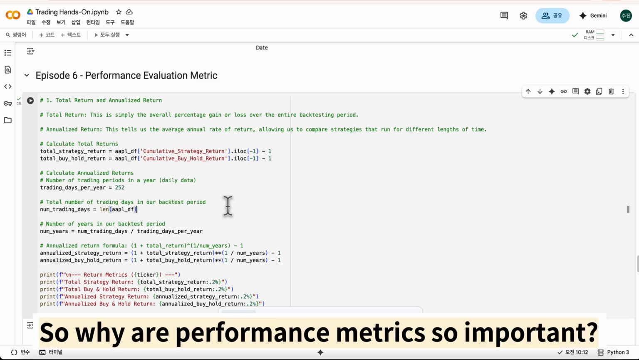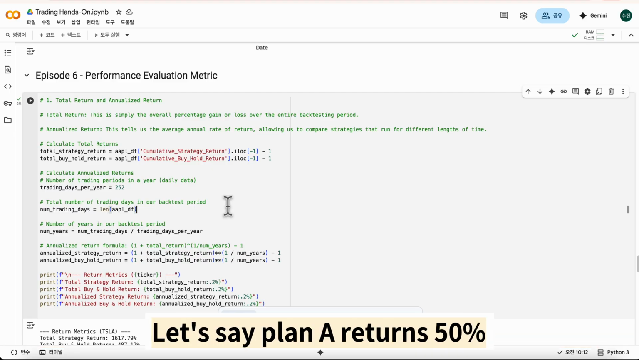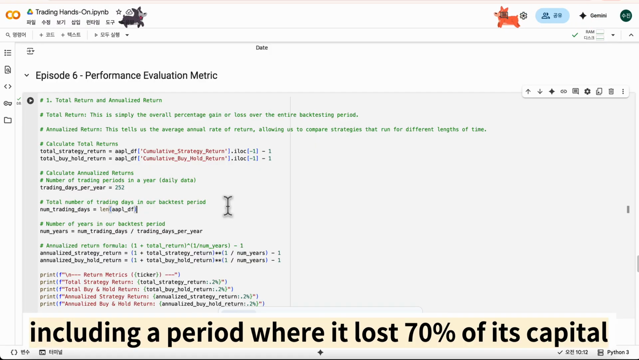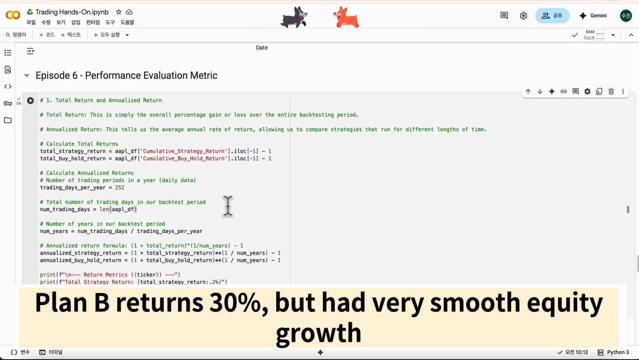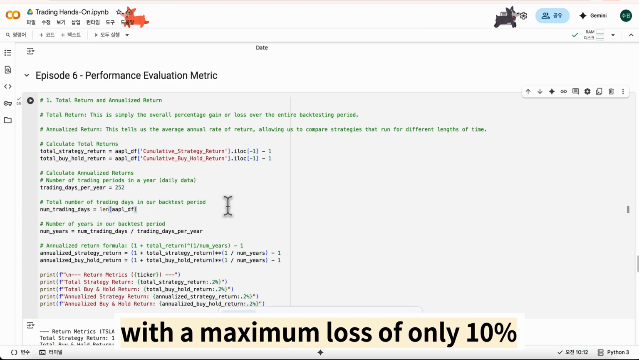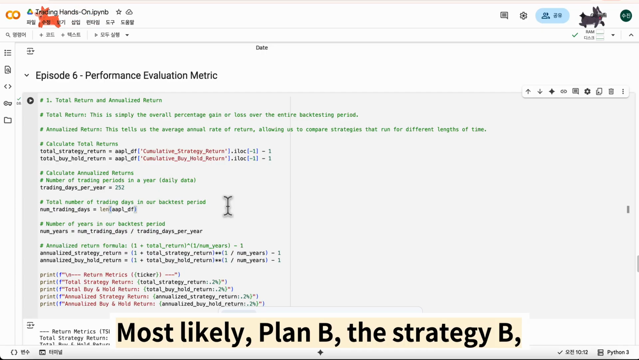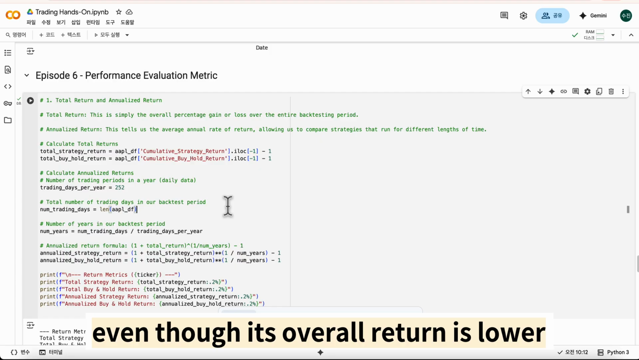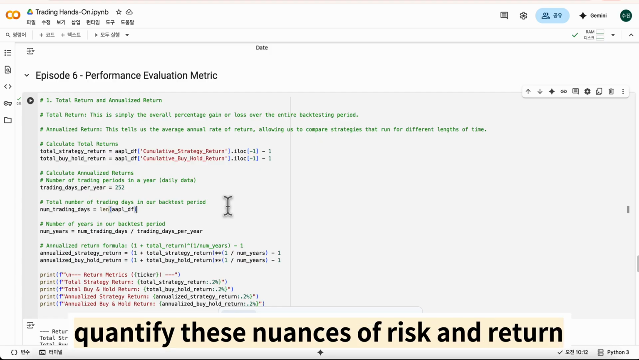So why are performance metrics so important? Imagine two strategies. Let's say plan A returns 50% but has wild swings, including a period where it lost 70% of its capital. Plan B returns 30% but had very smooth equity growth with a maximum loss of only 10%. Which one would you prefer? Most likely strategy B, even though its overall return is lower. Performance metrics help us quantify these nuances of risk and return.